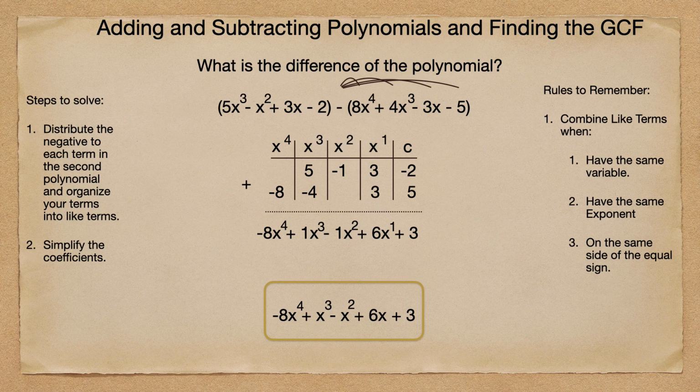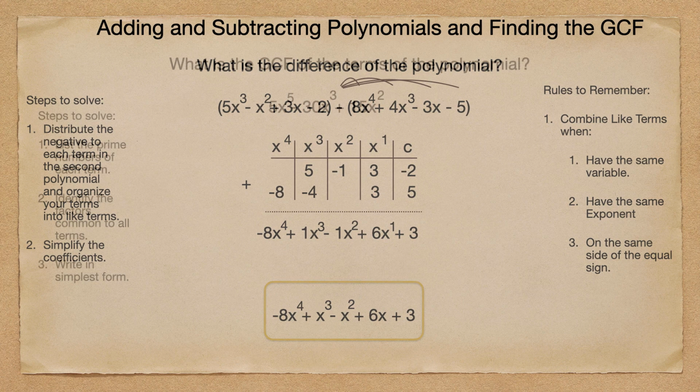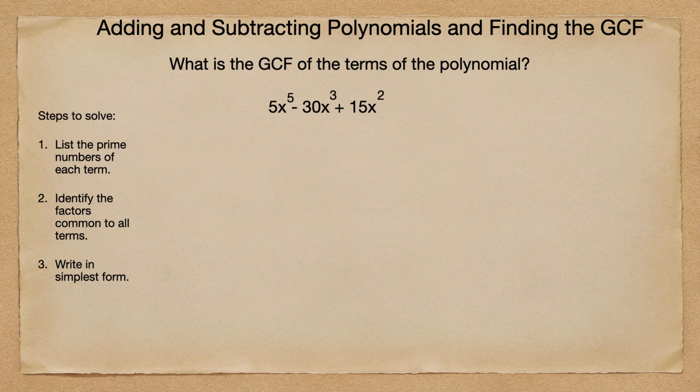Our last operation today is going to be the GCF of a polynomial. So what is the GCF? The GCF is the greatest common factor, so we want to find what are the common factors to all of these terms. Well, let's start by breaking down and listing the prime factors of each term.